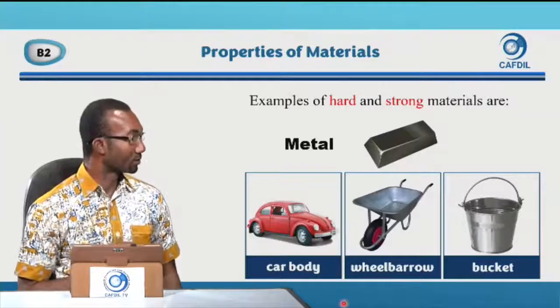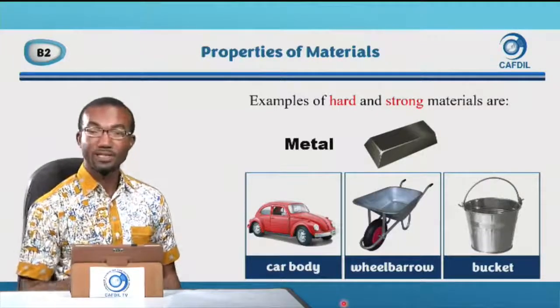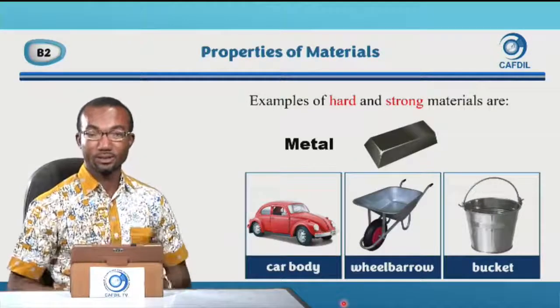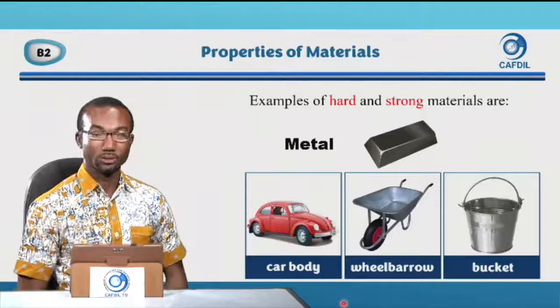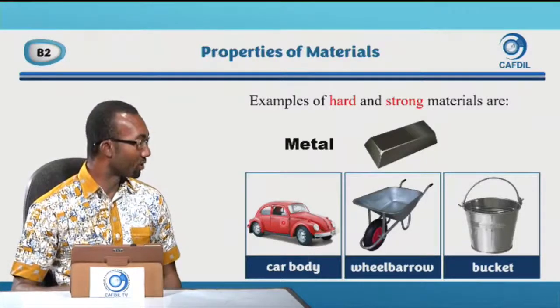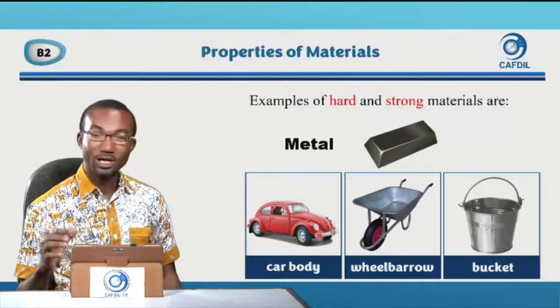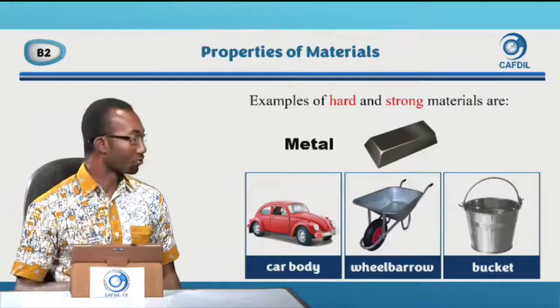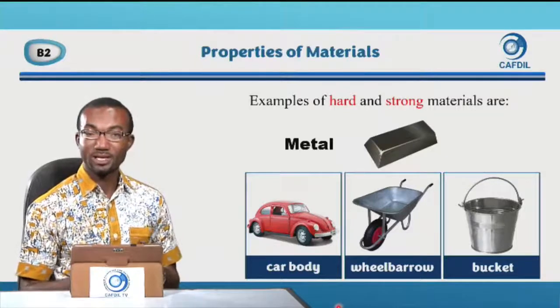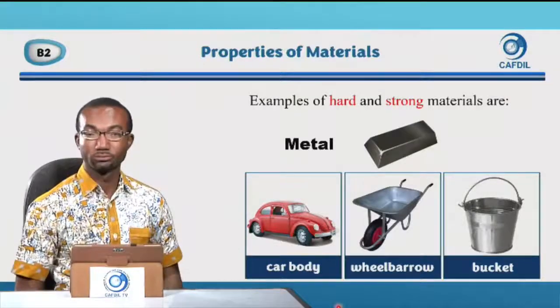The first one is metal. Metal is very hard. Children, you all know metal is very hard and strong. So because metals are hard and strong, we use them to build the body of cars. If you look at your school bus, it is made of what? Metal. Because metals are hard and strong.